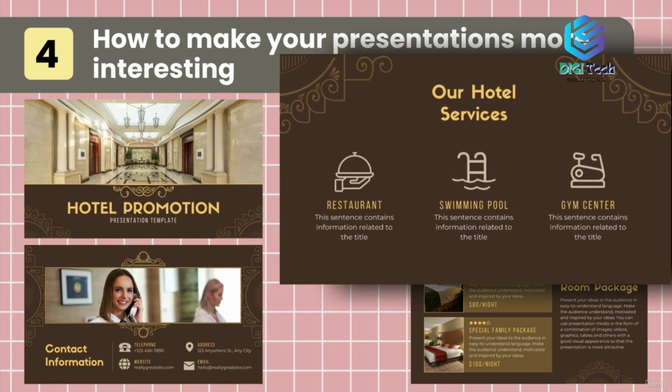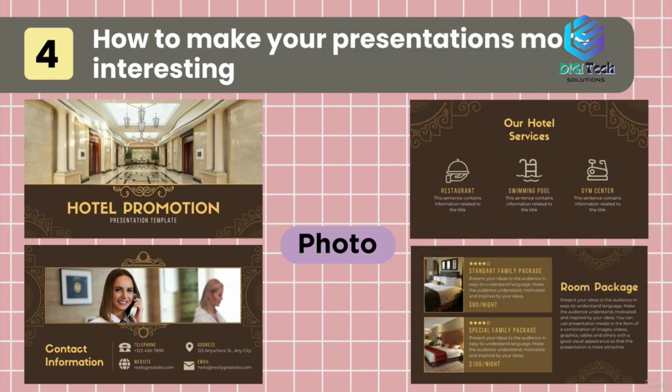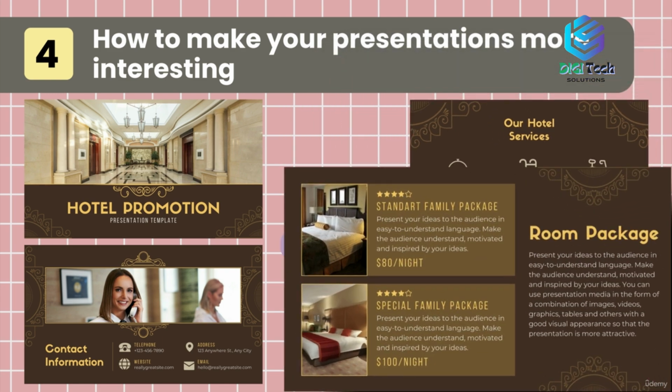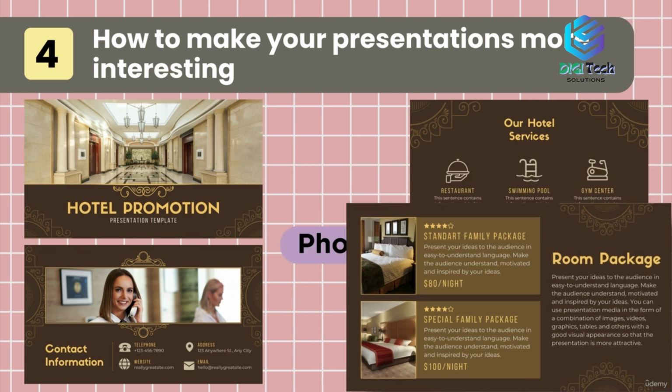Then we have graphics in the top right, which are related to the hotel facilities. Here we have a graphic for the restaurant, swimming pool, and gym. Again, this is more exciting than just having text. Then we have the photos in the bottom right, which display the room types. People viewing this slide can see the photos of the rooms that they can rent. It's better to see this than just the text, so people know exactly what the rooms look like.